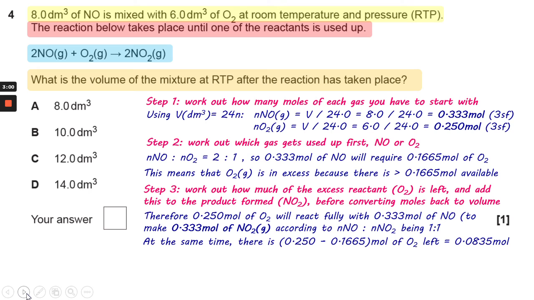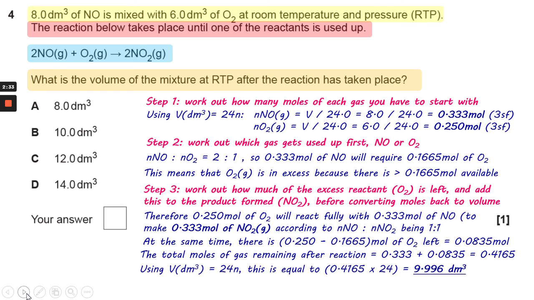So at the same time, if you subtract the 0.1665 moles of oxygen that were used up from the original 0.250, you've got 0.0835 moles left. So the total moles of gas remaining is the 0.0835 plus the 0.333 moles of NO2 that you've just made. So that gives us a total of 0.4165. And going back to V equals 24N, you multiply that number of moles by 24 to get 9.996 decimeters cubed. That's obviously going to be B as your answer.